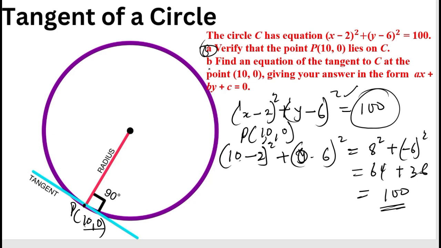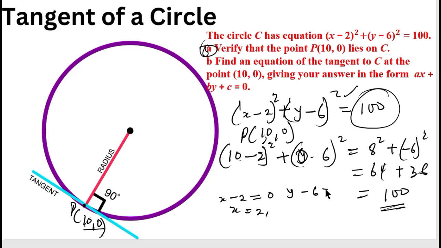The second part of the question wants us to find an equation of the tangent to C at the point (10, 0), giving your answer in this format. Now, to find the equation of this tangent, the first thing we want to do is note that between the tangent and the center, there's a radius. The center of this circle is easy to find. From x minus 2, let's take x minus 2 equal to 0, so x is equal to 2.